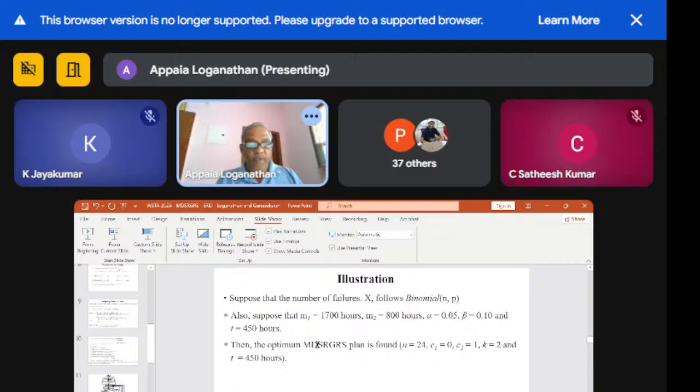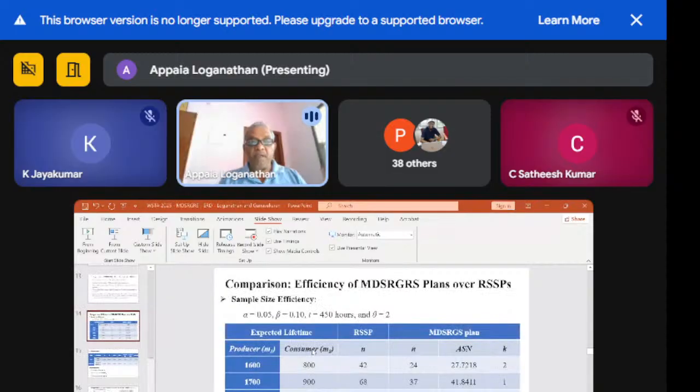Then efficiency. As far as the efficiency is concerned, the specifications are producer's risk 0.05, consumer's risk 0.10, 450 hours as the test termination time, and theta equal to 2. For different levels of producer's median lifetime and consumer's median lifetime, the plan parameters are determined for MDSR-GRS plans. They are presented in the fourth column: 24, 37, 52, 73, 120, and the corresponding values are presented in the next column.